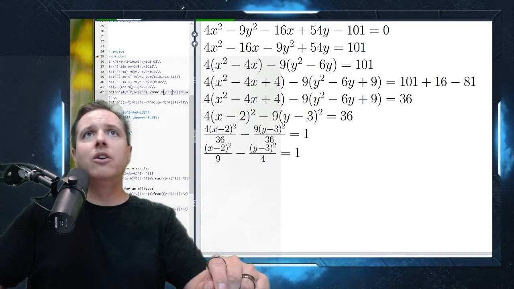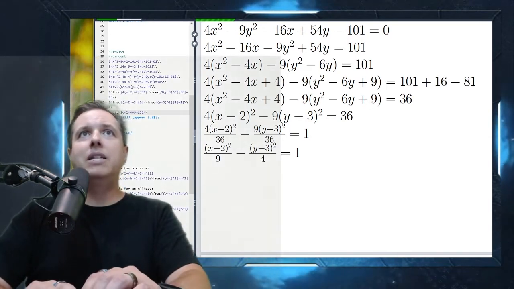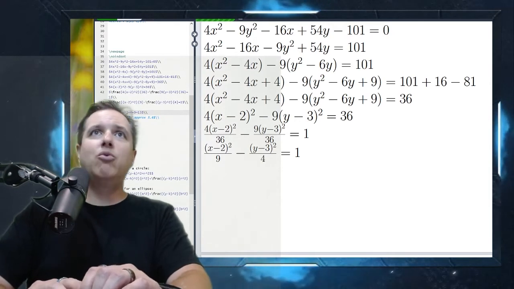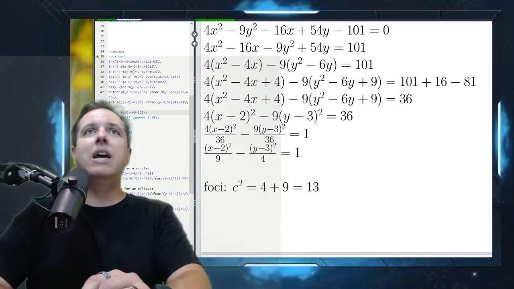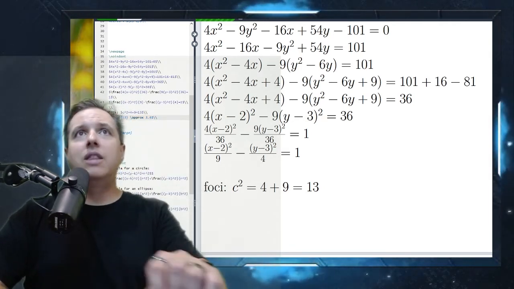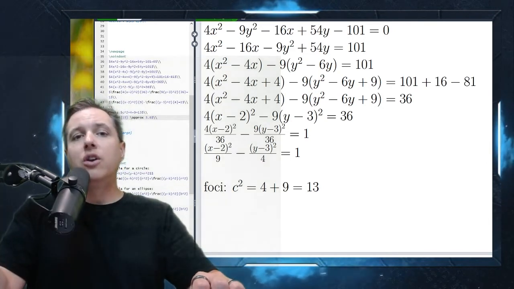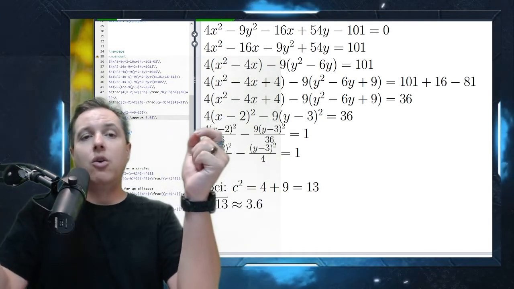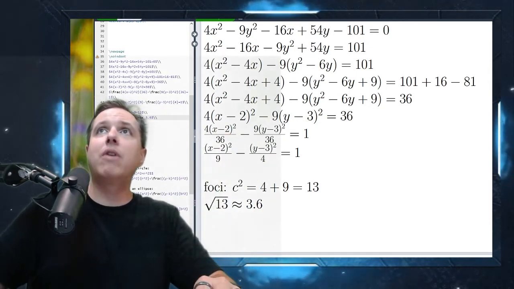And while we're here, we sometimes want to talk about the foci. So the foci you get by taking c squared is equal to a squared plus b squared. That comes out to 13. So then if you take the square root of that, you get the square root of 13. And then we can use those to figure out where the foci go inside of this hyperbola. But let's focus on getting the thing graphed first.